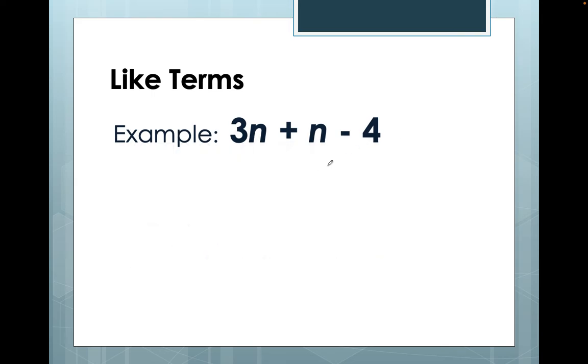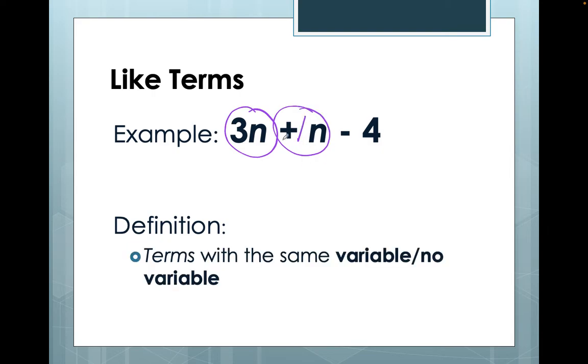Finally, our last new vocabulary word is like terms. In this example, our like terms are 3n and 1n. These are like terms because they both have the same variable. Like terms can also be two numbers with no variables, so constants as well. We will look at an example of those in a moment.